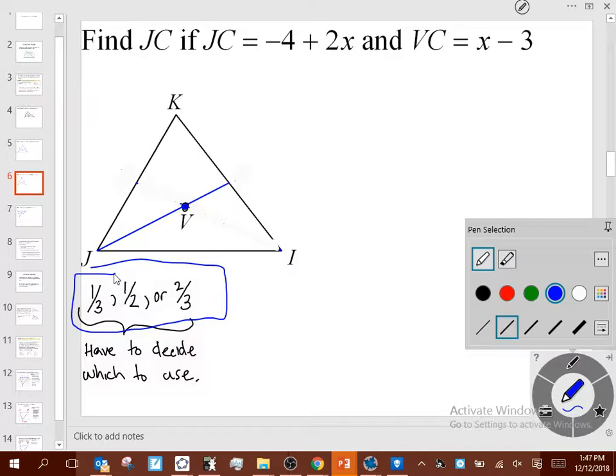Okay? So what you're going to do is look at the parts that they give you. They give you JC and VC, right? So I'm going to highlight JC, which will be that blue segment, and I'm going to highlight VC, which would be the red one, right? Those are the things they're asking me to compare. So I need to create an equation with those things. Okay, so JC I let be blue, VC is red.